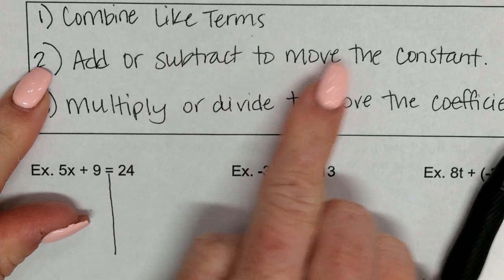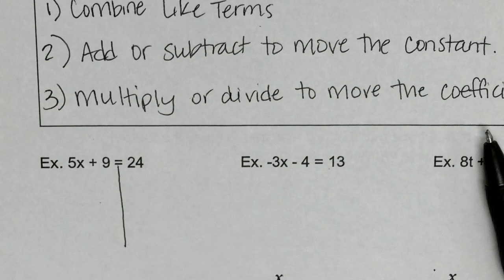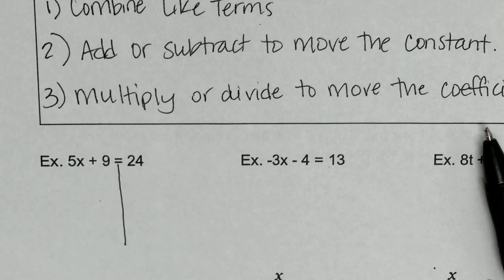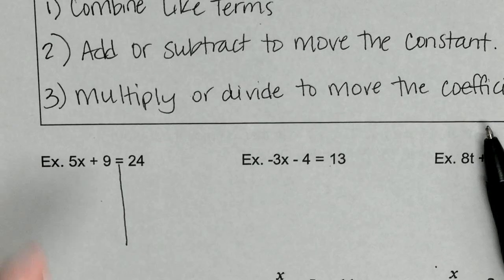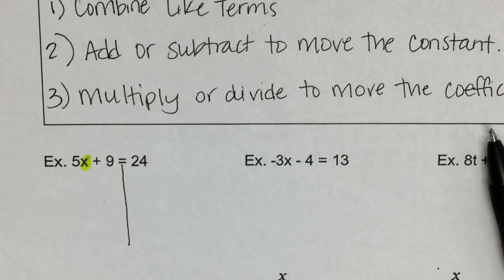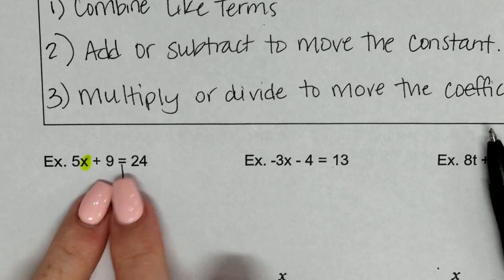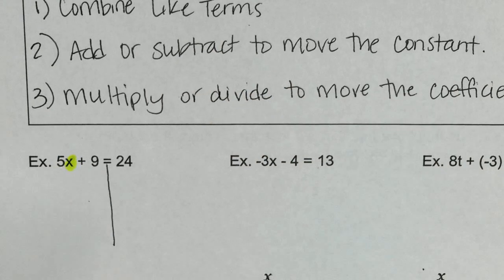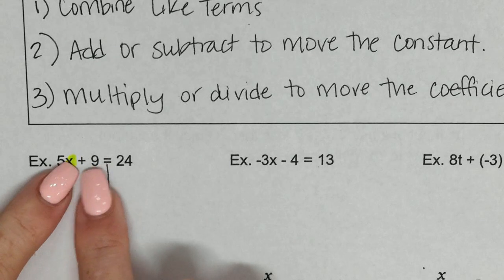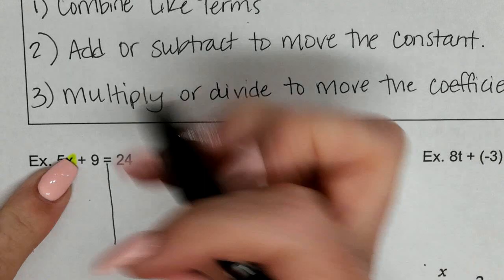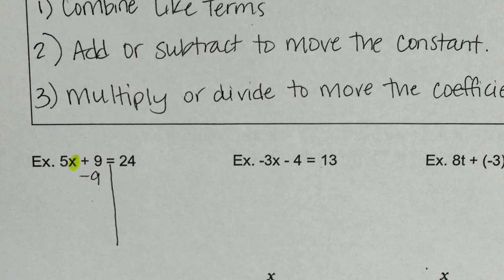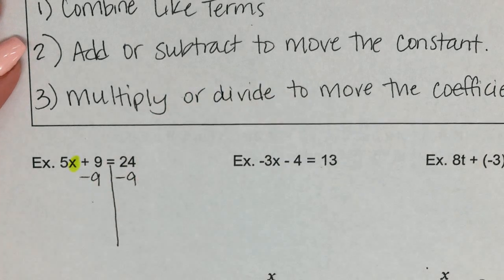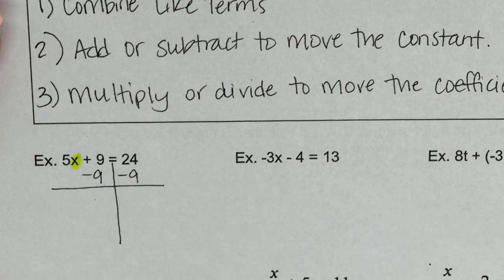Add or subtract to move the, so you're looking, what side is the x on? Because my whole goal is to get the x by itself. So I am trying so hard to get this x by itself. So I've got to move the 9 and the 5. Does everybody agree? The constant goes first. We add or subtract to move the constant. To move something, you do the opposite operation. Yes? So the opposite of plus 9 is what? And whatever I do to the left, I have to do to the right. You should be writing.